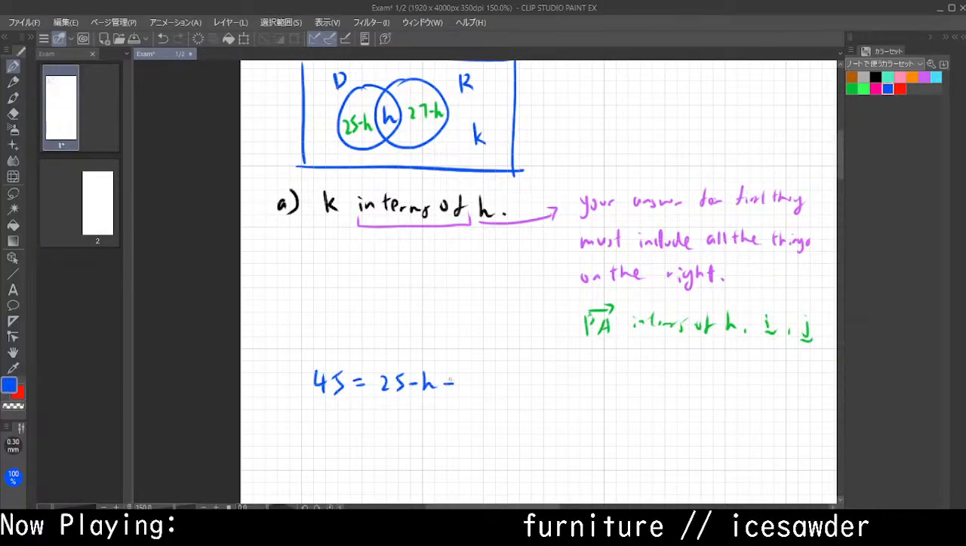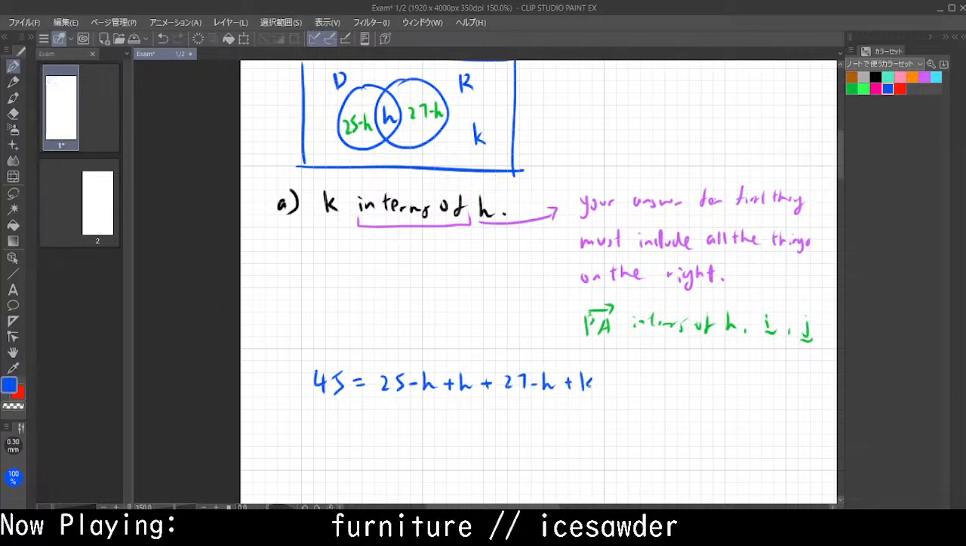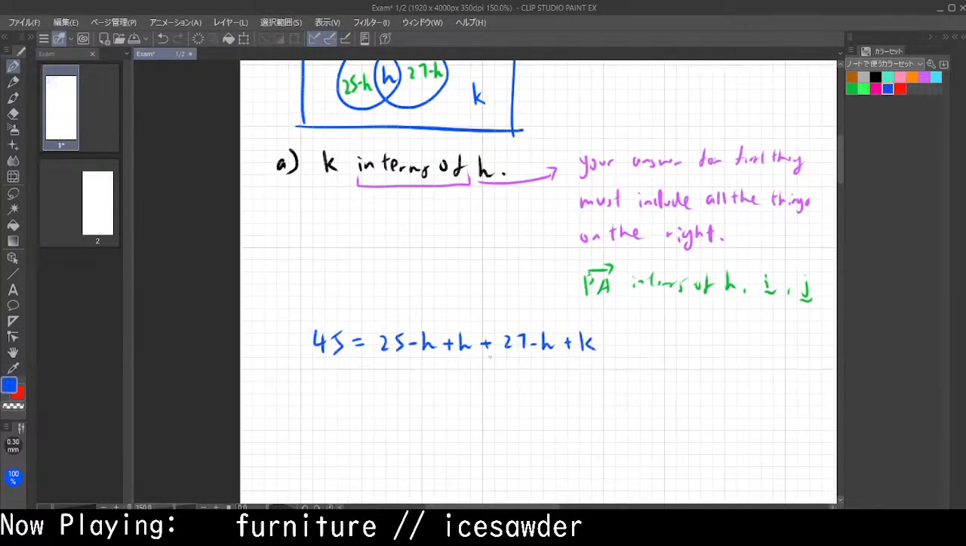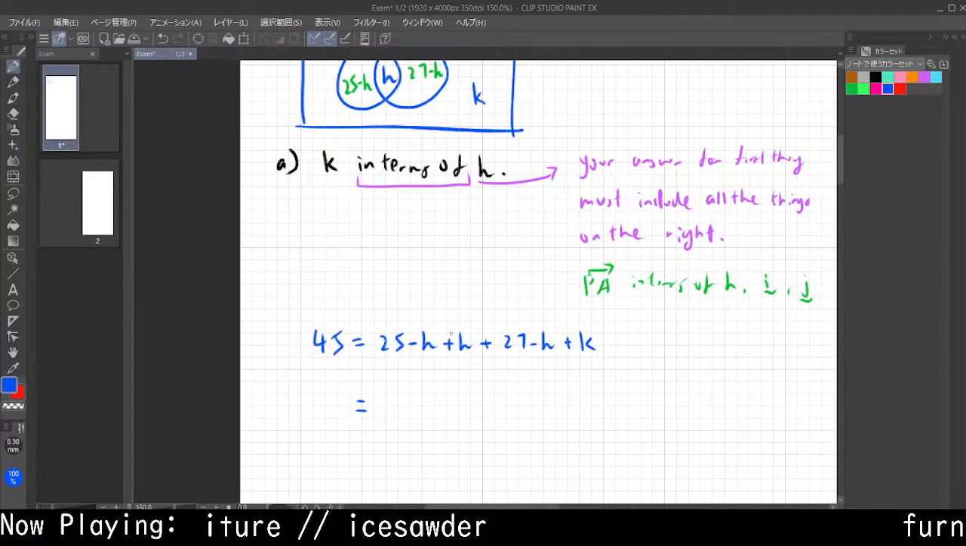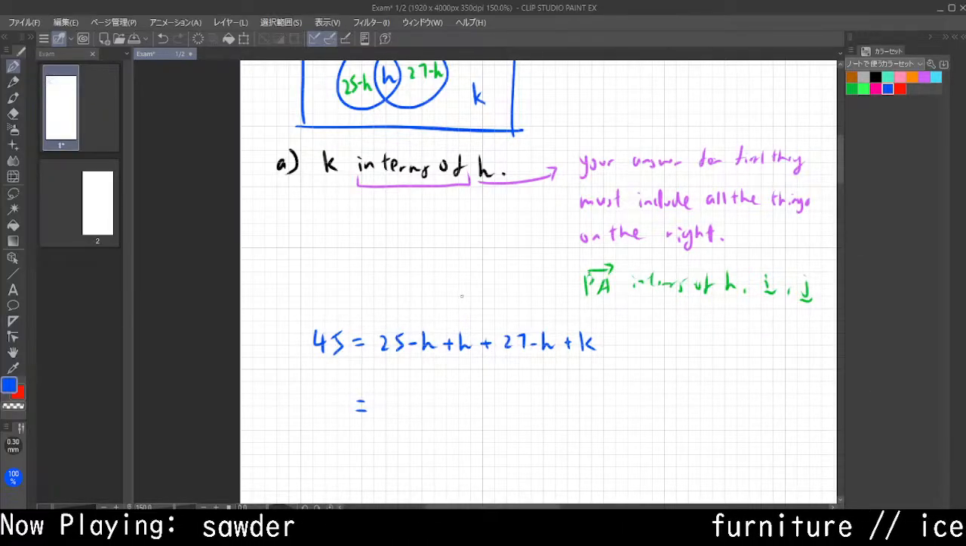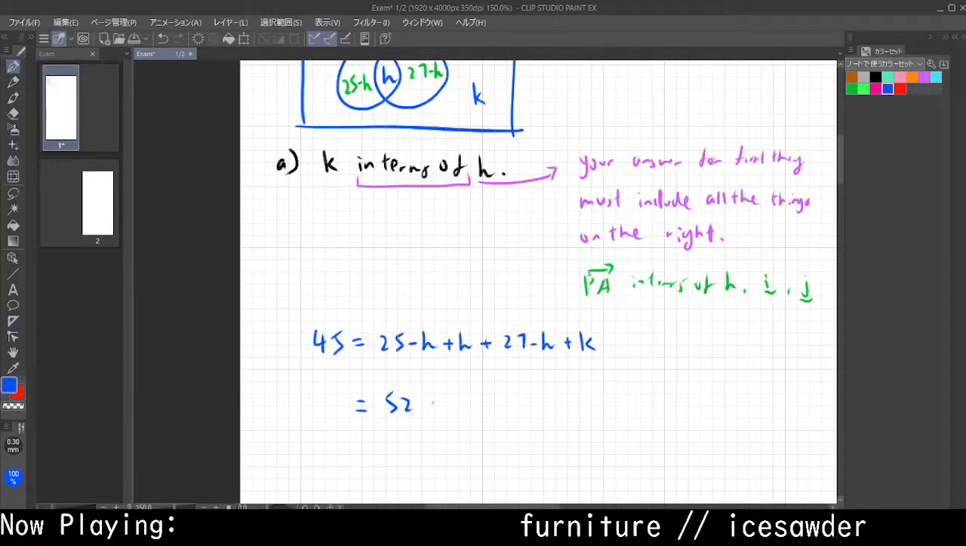So 25 minus h plus h plus 27 minus h plus k. So you basically get this. Then you rearrange it. Minus h plus h minus h, you get a single minus h. 25 plus 27, you get 52. So minus h plus k.